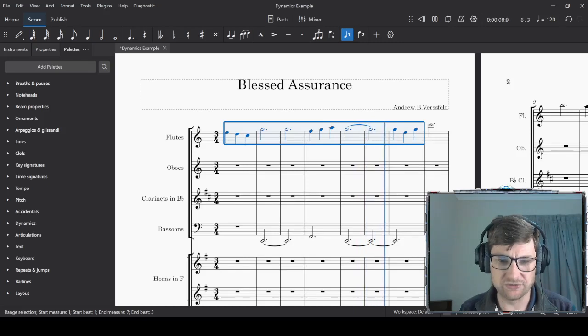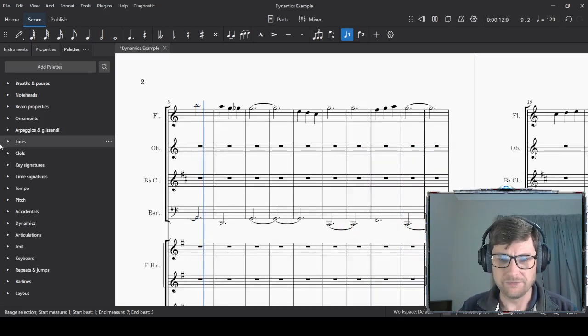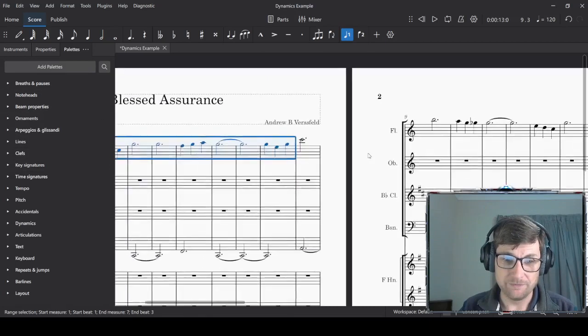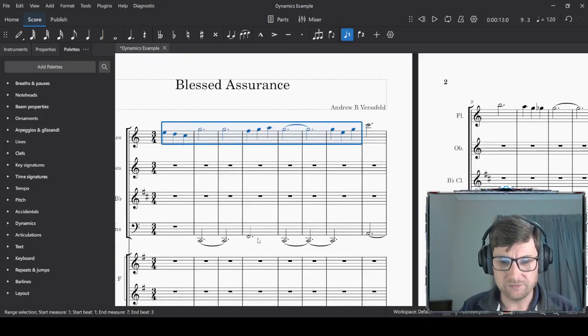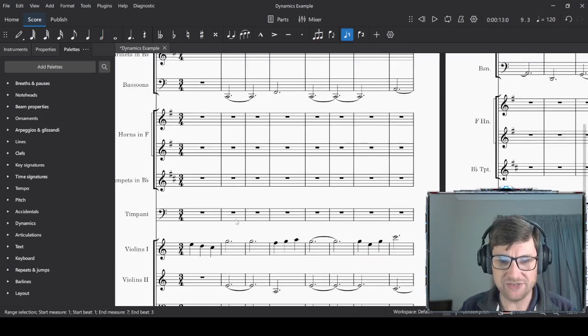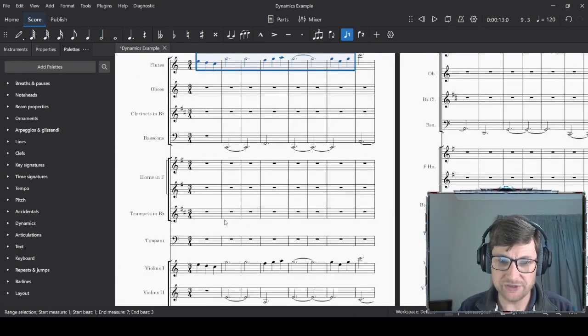Turn that up a bit for you, it's very soft. Okay, now it's very quiet. Let's add a violin. Now this violin, for those of you who can't read music, is playing the same thing as our flute.